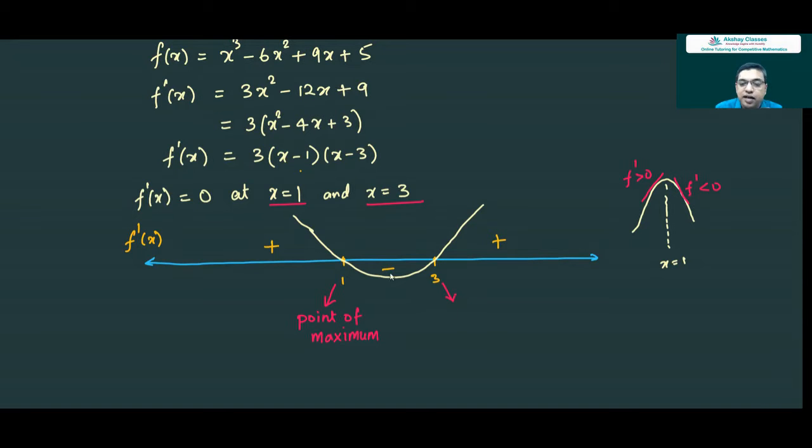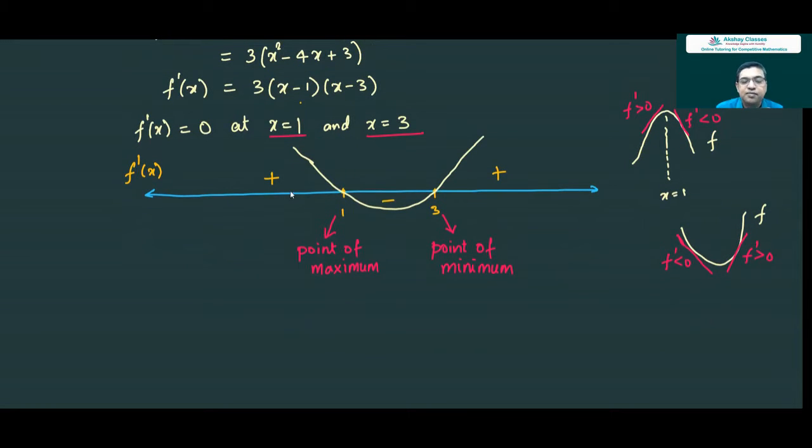And at this one, f dash x changes its sign across the point 3 from negative to positive. So it will be like this in the real graph of f. This is the real graph of f. So across that critical point, the derivatives are changing from negative to positive. So this is the point of minimum. Clear? So this is the first derivative test.